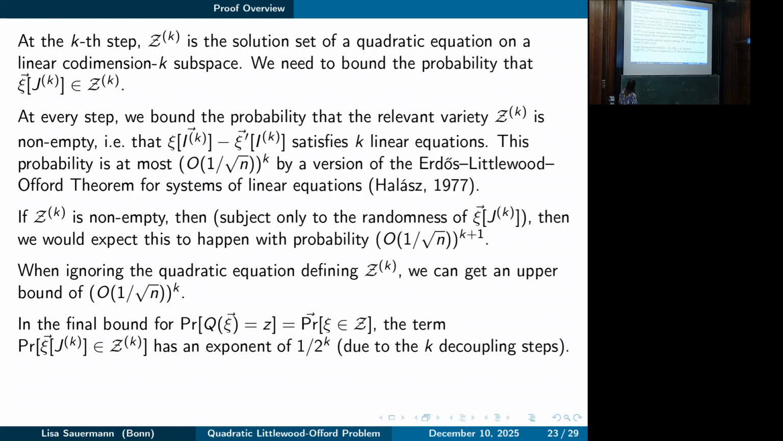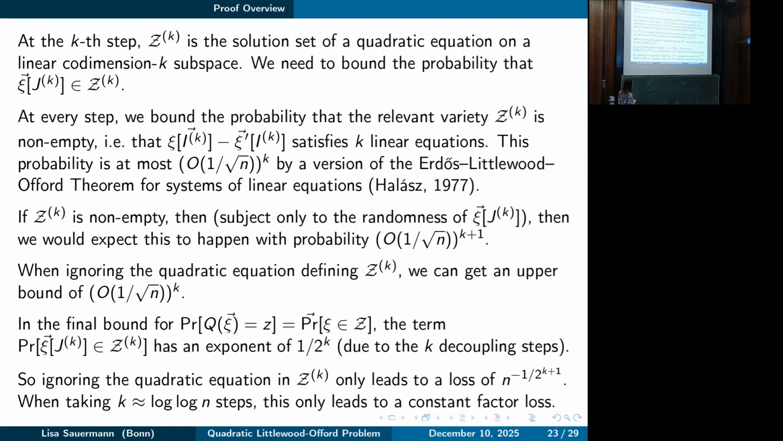So in the final bound that you get for this, the term here, because at every decoupling step you get a half in the exponent, has an exponent of 1 over 2 to the k, and so that loss you incur here, you incur a loss of a 1 over square root n factor, but that now comes with an exponent of 1 over 2 to the k.